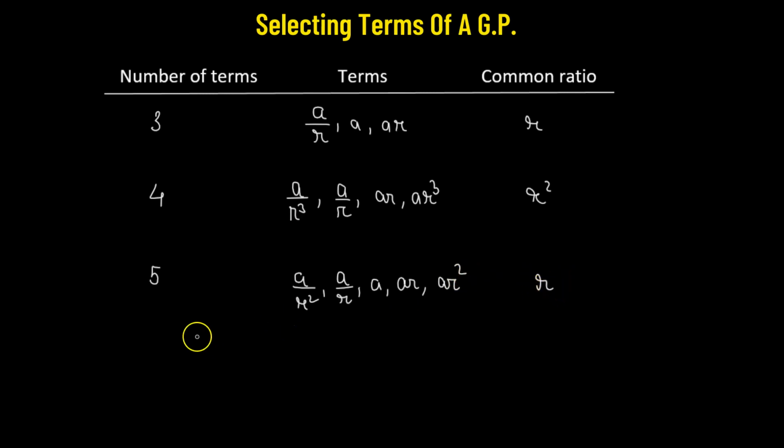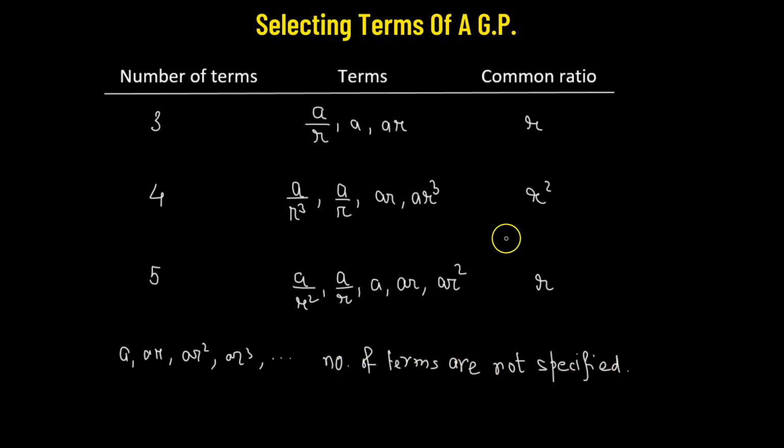Then this is a very special case when you have 3, 4 and 5 terms. If the number of terms are not given, then we can select a, ar, ar squared, ar cubed, and so on. This is only when the number of terms are not specified. So let's try to apply this particular idea with the help of a few examples.